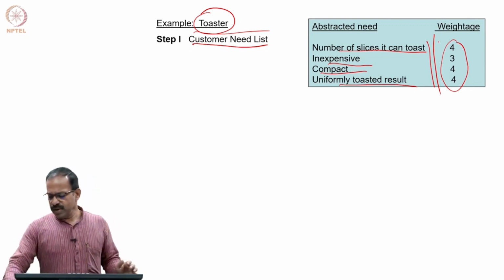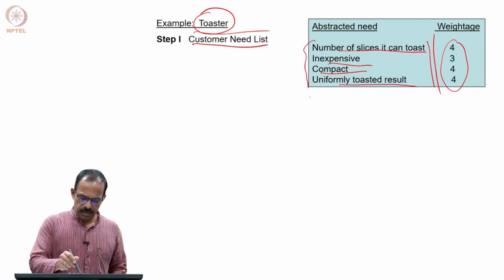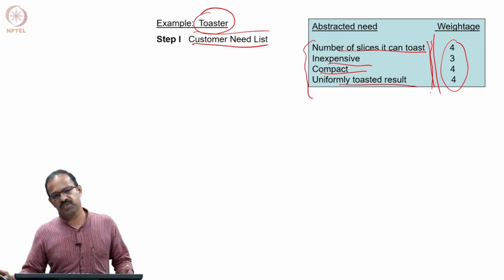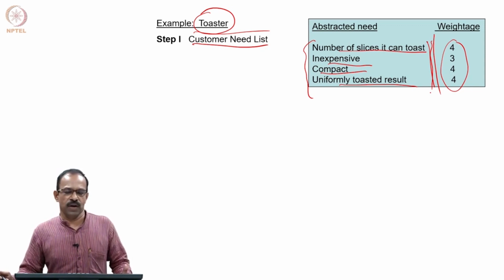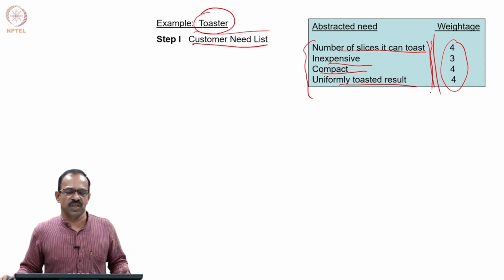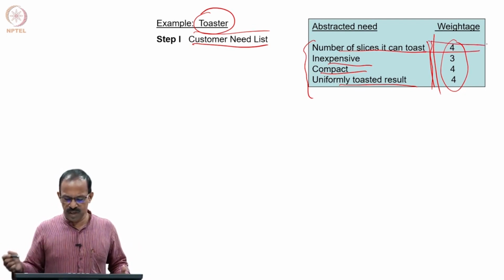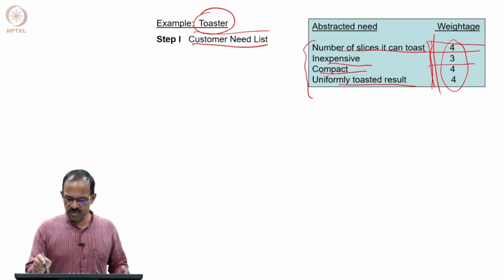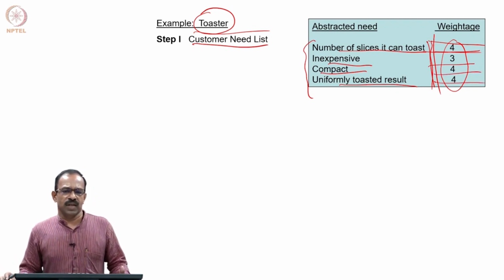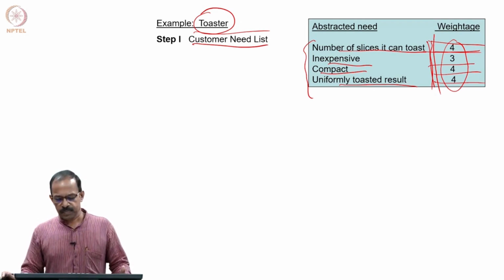Now, we look at how this is varying over the customer population. Suppose we have 1000 people interviewed, you want to take the population and then find out what is their requirement each one. So, what is the requirement of number of slices, what is the cost they are ready to pay, what is the size they are looking for, and what is the quality of toasting they are looking for. So, this is what is needed from the market.